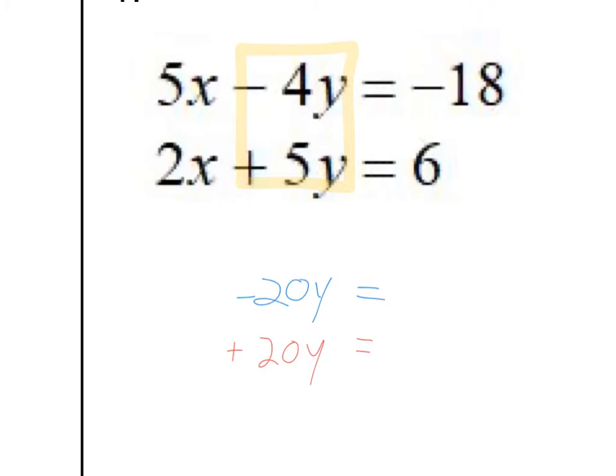Well, in order to turn a negative 4 into a negative 20, I would just need to multiply everything in that first equation by 5. And that's perfectly legal as long as I'm doing it to every single piece. So this would become 25x, right? 5 times 5x minus 20y equals, holy smokes, 5 times negative 18 would be negative 90.